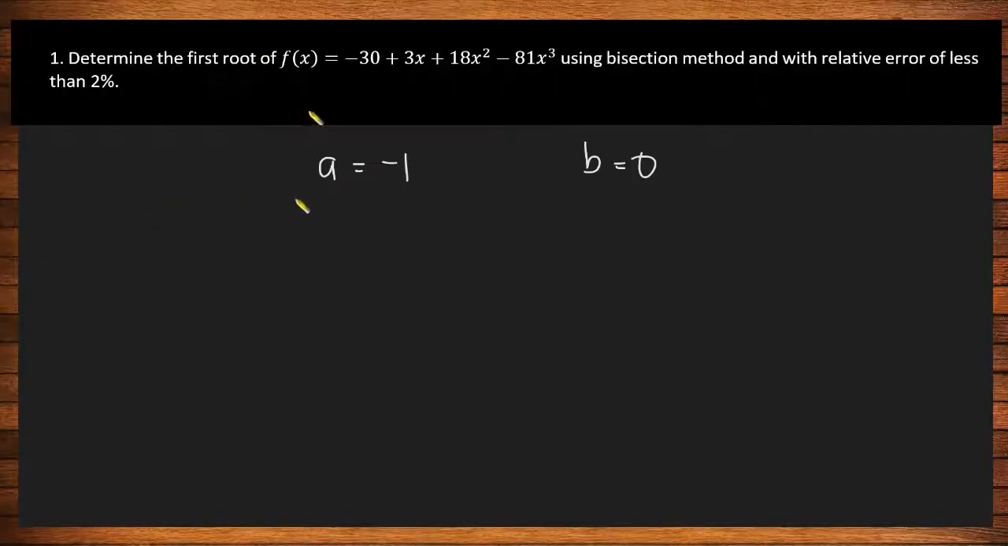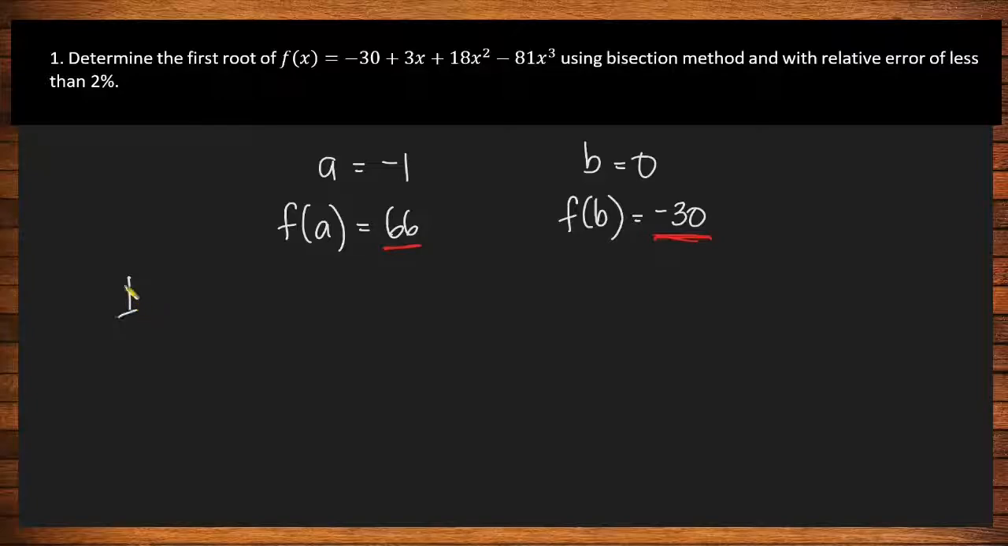To check, we will simply take a look at the sign of our function at these points. We just substitute the value of A and B into our function. And we can see that the value of our function at point A is 66, positive 66. And then at point B, the value of our function is negative 30. That means somewhere between points A and B, our function intersects the x-axis. So between A and B lies a solution or a root to our given function.